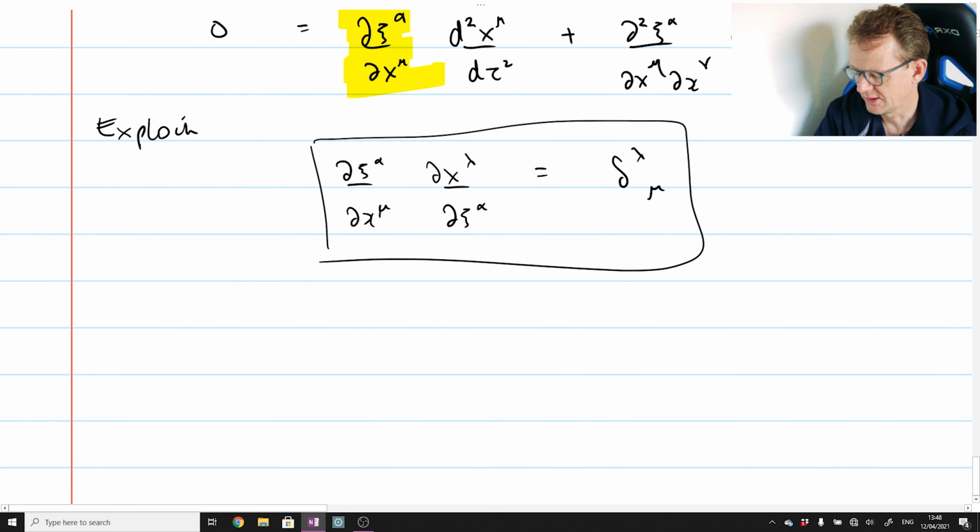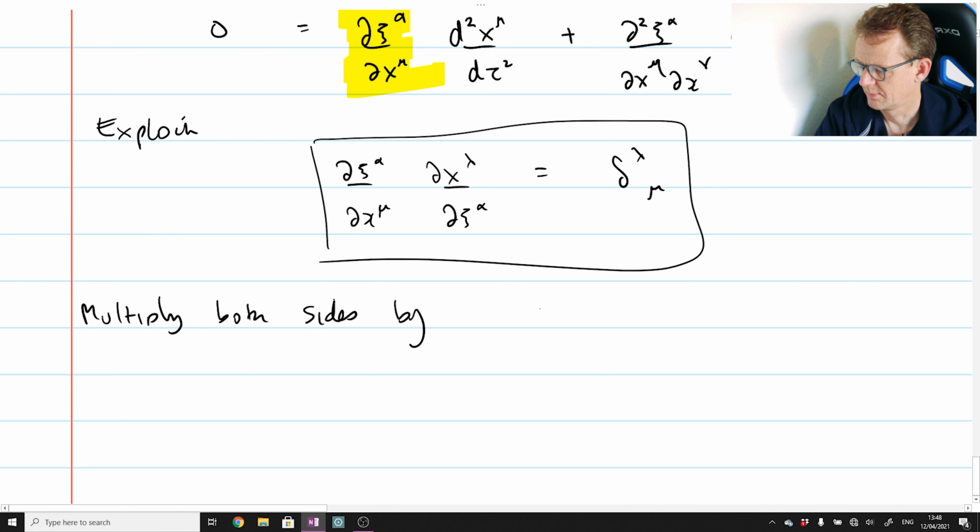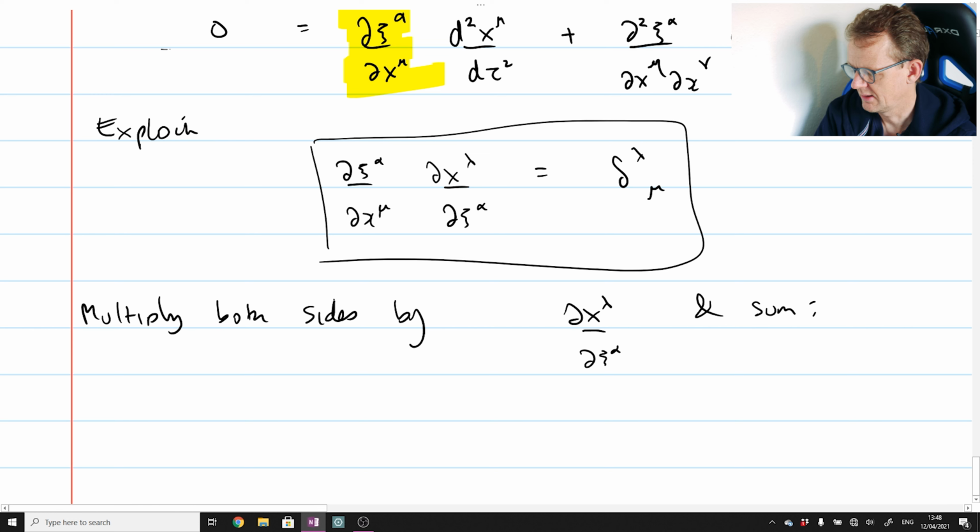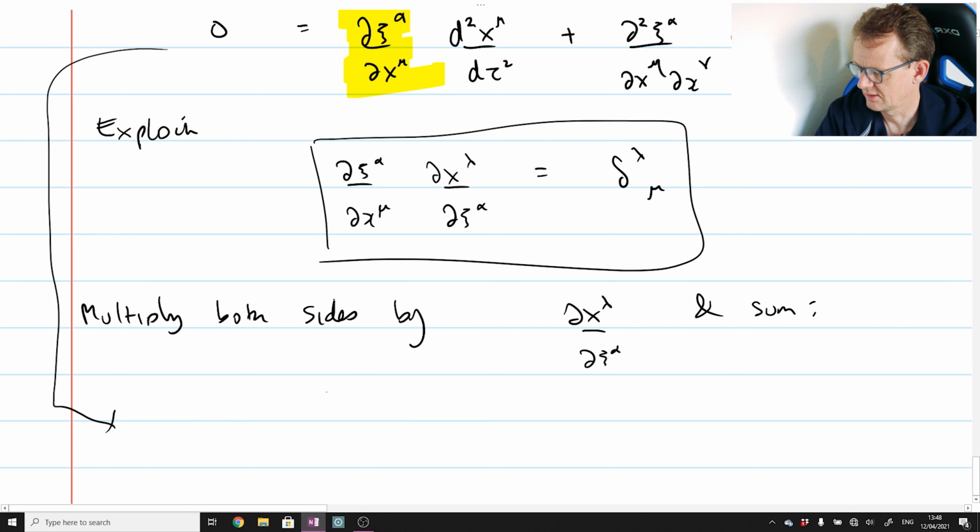So then if we can exploit that, we can multiply both sides by dx lambda d psi alpha to eliminate this yellow term there, and sum. And then that equation up here now takes on the more familiar geodesic equation type form.